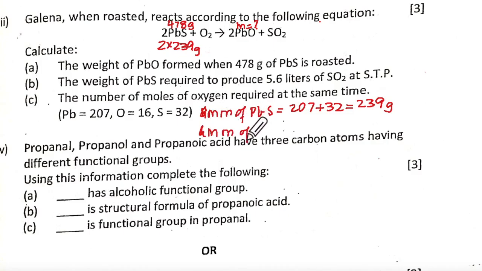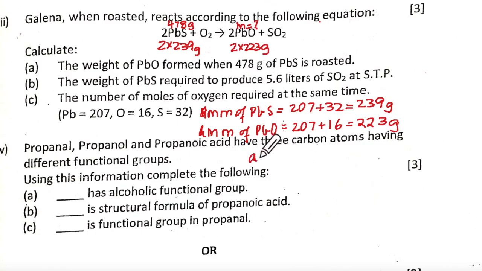GMM of PbO: 207 plus O is 16. 6 and 7, 13, 223 gram. This is 2 into 223 gram. What do you see? I have to just get this unknown.